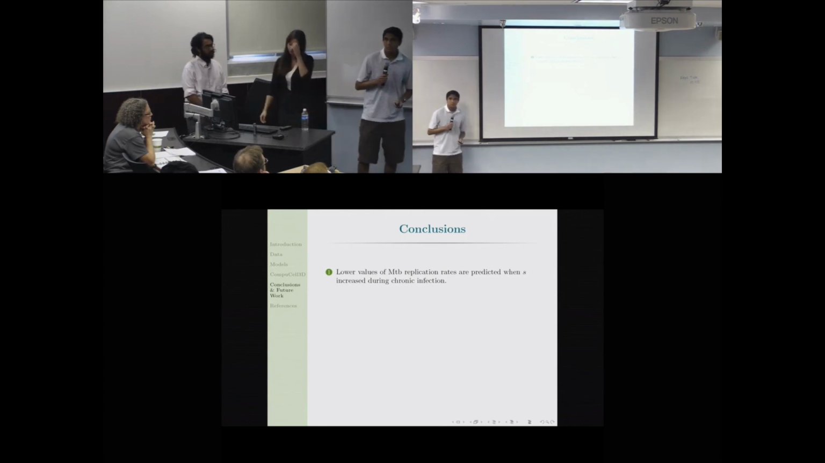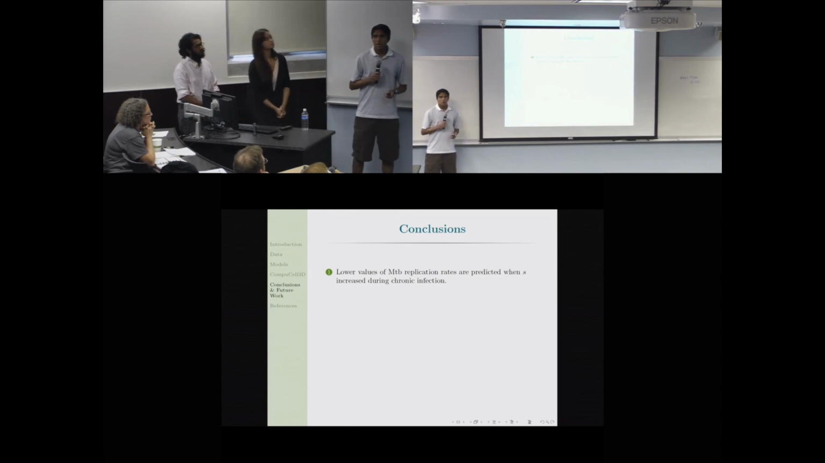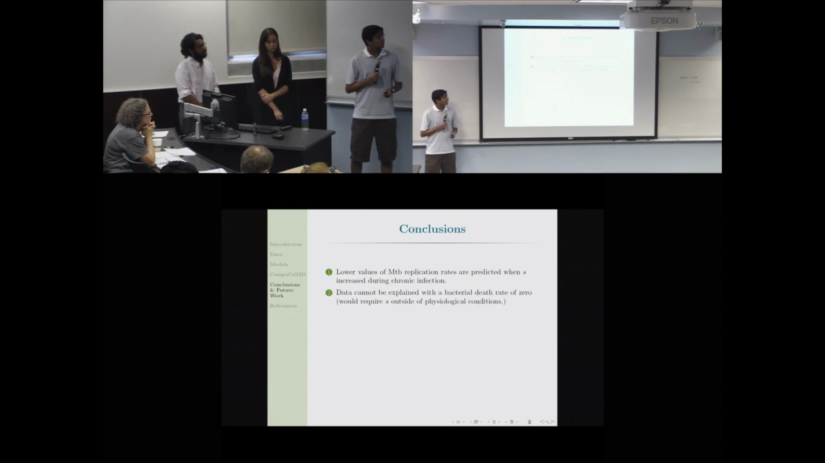Okay, some takeaway points from our talk. Assuming a time-dependent segregation rate, we're able to find new limits on replication and death rates than previously published by Gill et al. Specifically, as S increases throughout infection, we find lower limits on R and D. This implies we can find lower and upper bounds for these parameters. Bacteria must die in Mycobacterium tuberculosis infection in mice. That's the only way we can explain the data with our model.